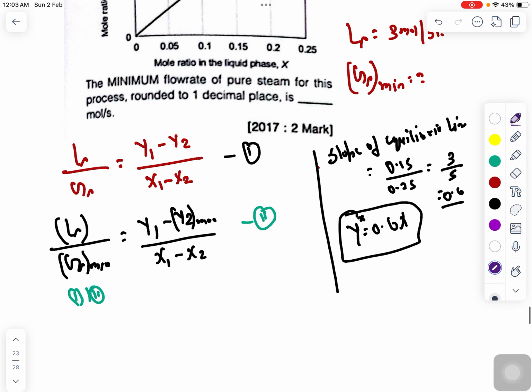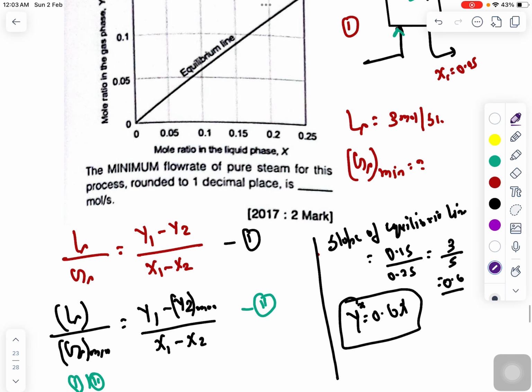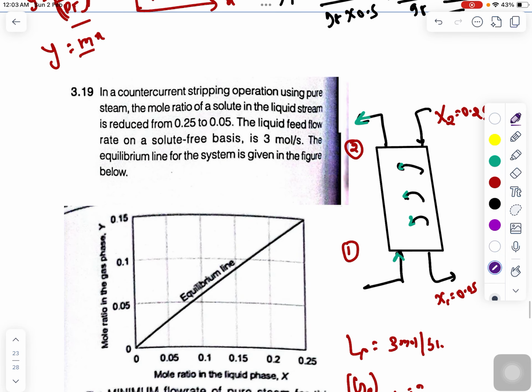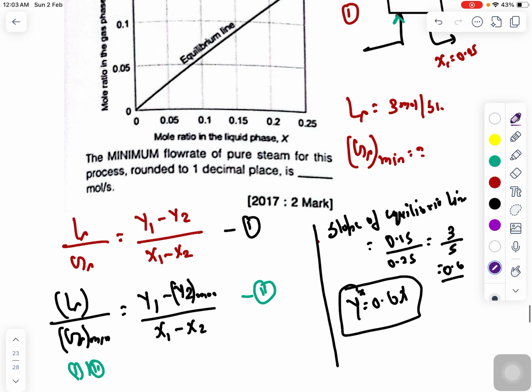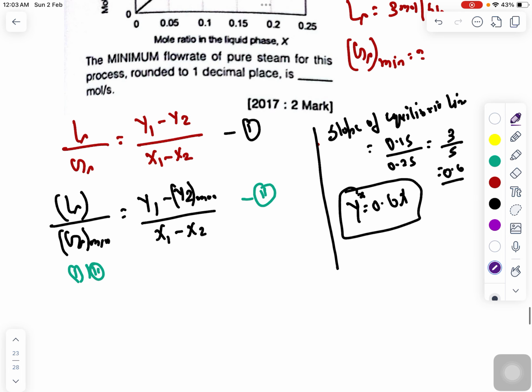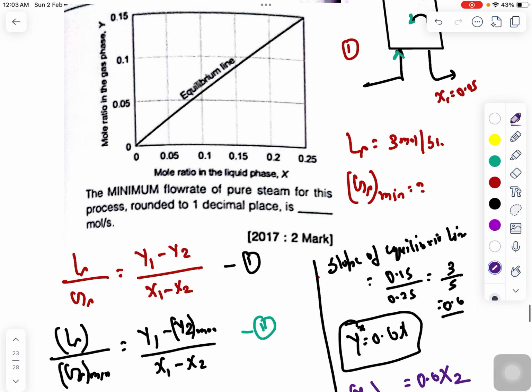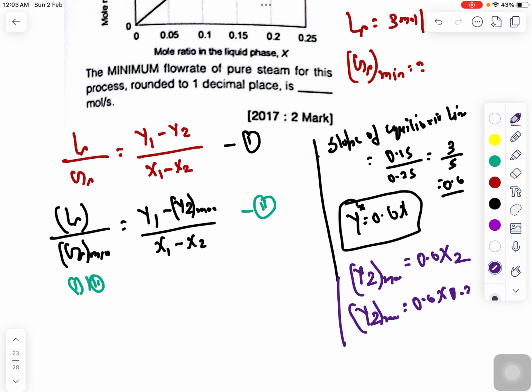So here we are supposed to calculate Gs minimum. The liquid feed flow rate is given to you, and the concentrations x1 and x2 are given to you. Is that clear? So if I want to calculate y2 max, that is 0.6 multiplied with x2. So y2 max is equal to 0.6 multiplied with, what is x2? x2 is given to you, that is 0.25. Is that clear?